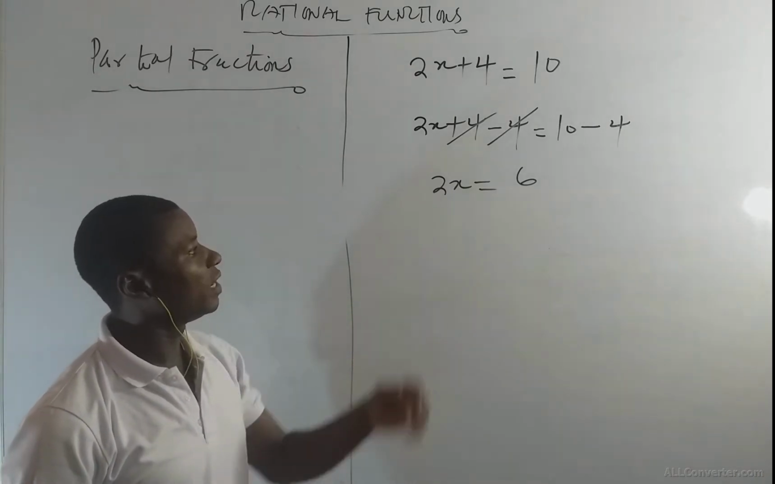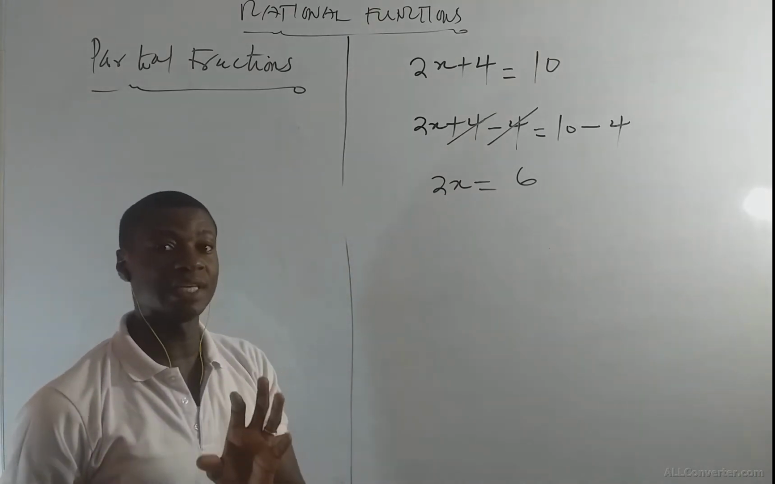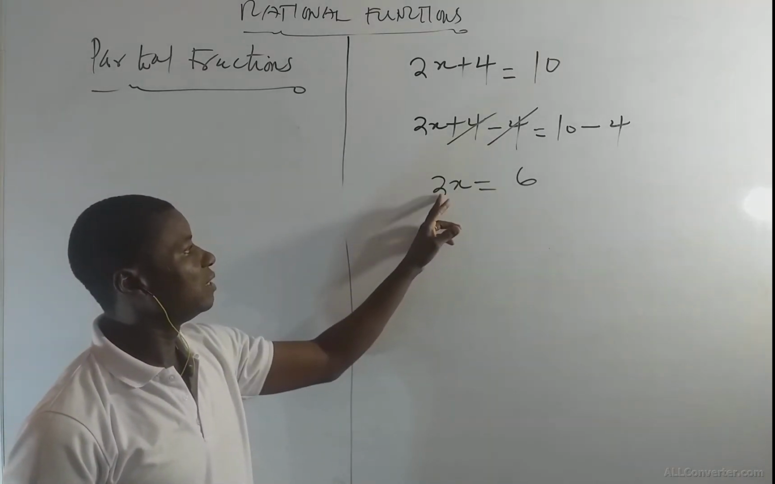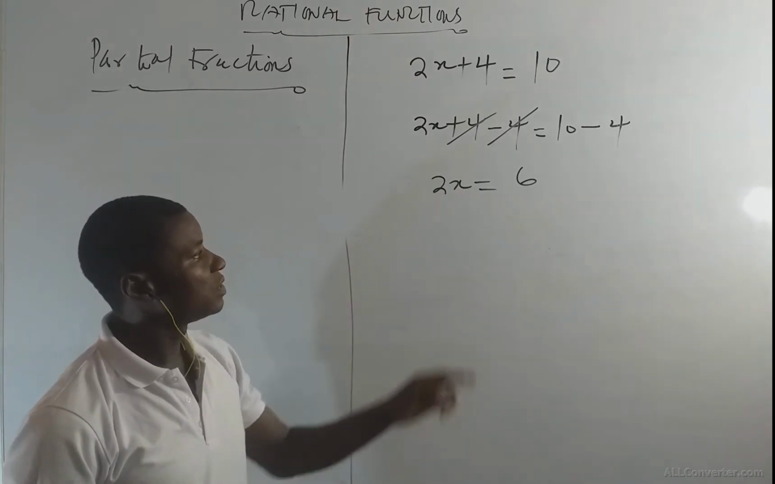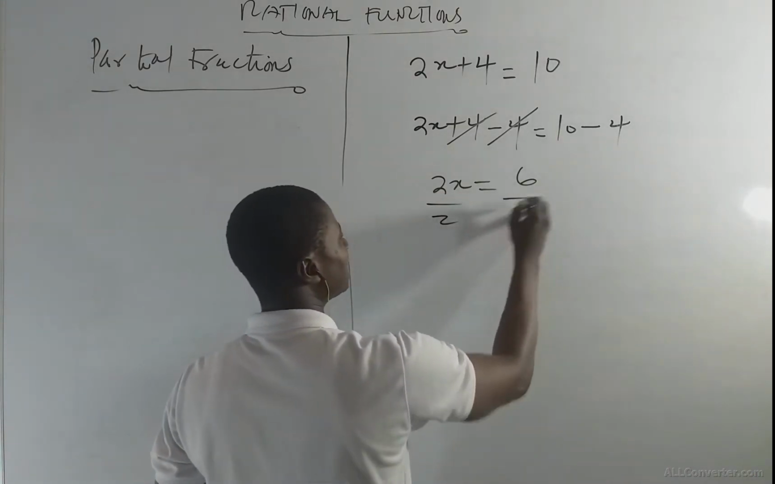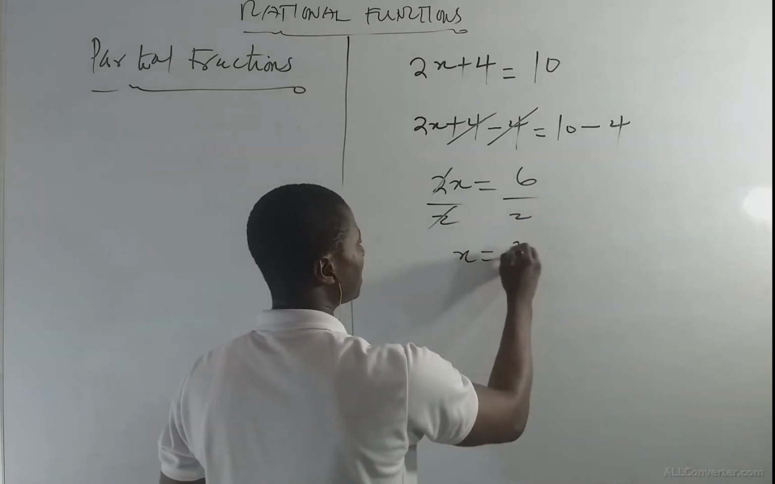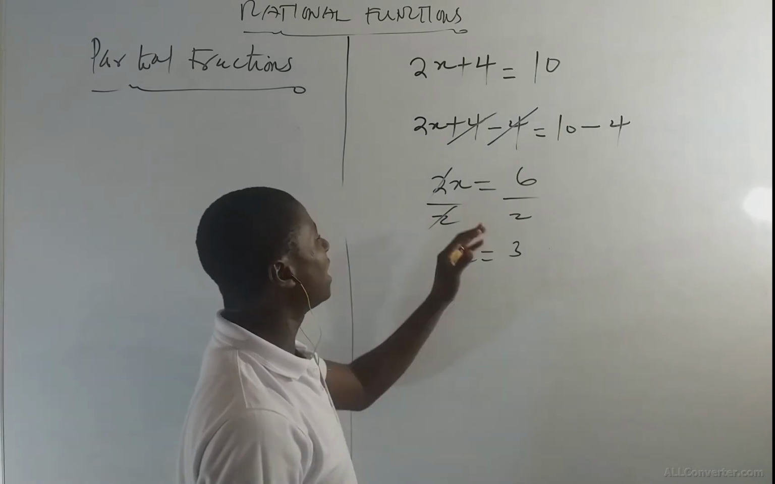So to solve for x, you need to divide both sides by the constant attached to the variable you are making the subject. And we have 2 attached to this. So we divide both sides by 2. So the left-hand side by 2, right-hand side by 2. Then our x will be, 2 goes into 6 three times. So the value of x is equal to 3.